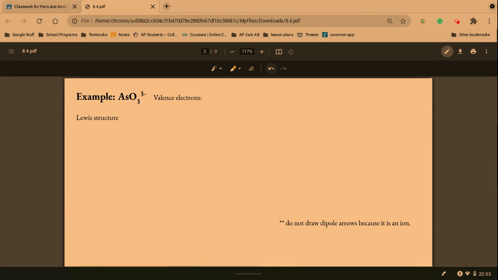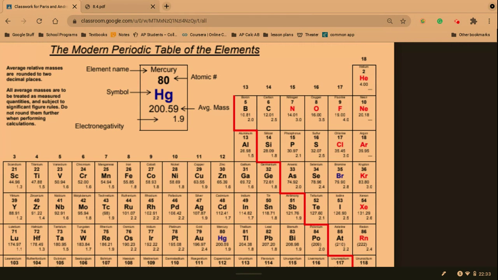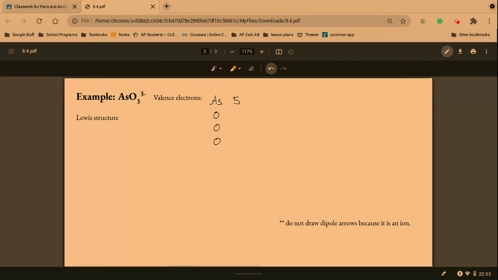For example, AsO3 3 minus. You count your valence electrons as you usually would. You put arsenic, oxygen, oxygen, oxygen. Arsenic is in group 15 and therefore has 5 valence electrons. Oxygen is in group 16 and has 6 valence electrons. But since we have that 3 minus charge, we need to add 3 electrons to the count of valence electrons we're working with. That adds up to 26 total valence electrons.